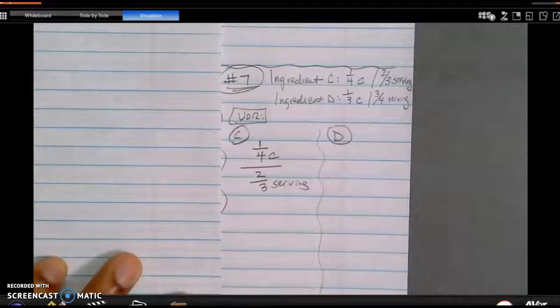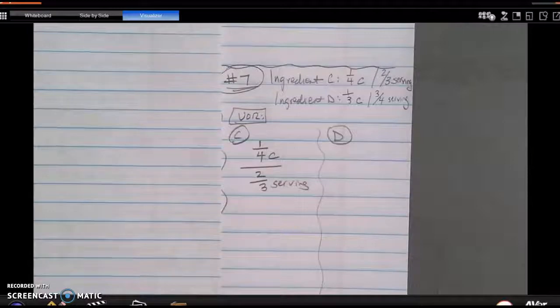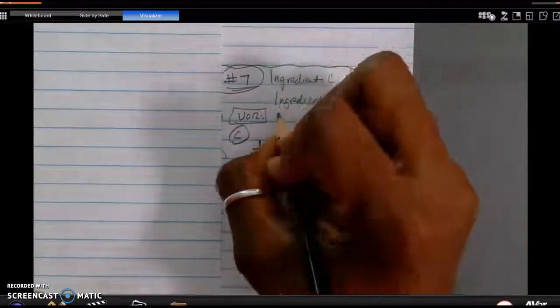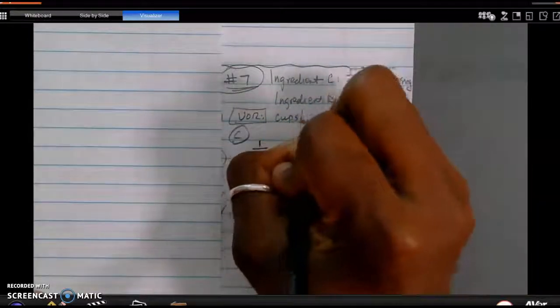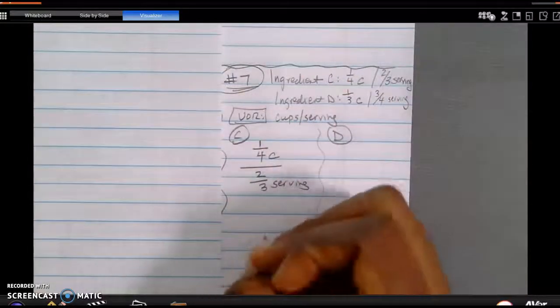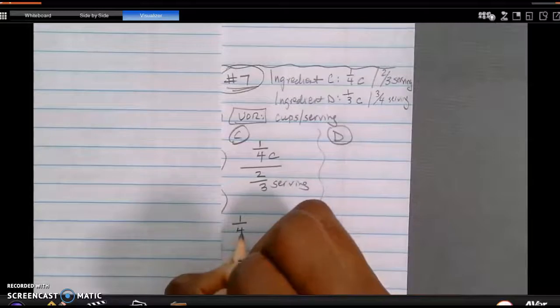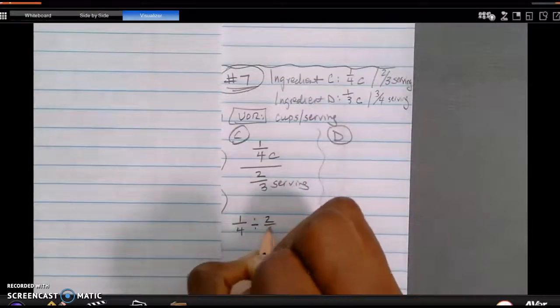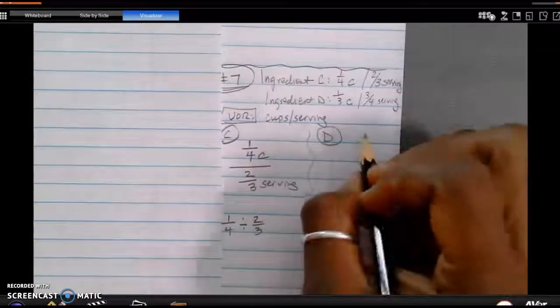Okay. If I'm trying to find the number of servings, okay, 1 serving, I'm trying to compare it against 1 serving. So in that case, it's going to be cups per serving. Okay, cups per serving. All right. With that said, now 1/4 divided by 2/3. I'll come back to you.